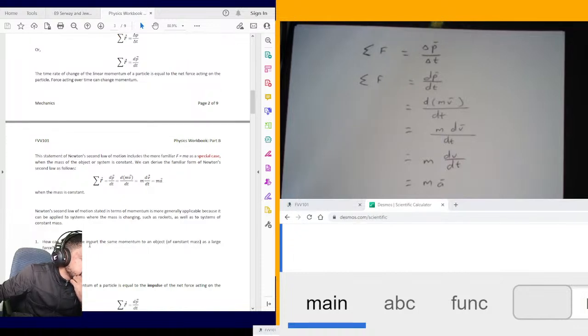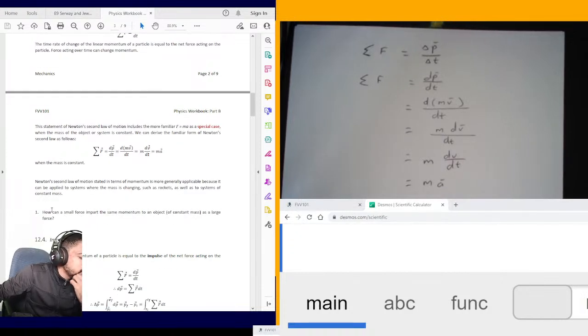Now here's question number 1. How can a small force impart the same momentum to an object of constant mass as a large force? It says, how can a small force impart the same momentum? So we want the same momentum but a smaller force.